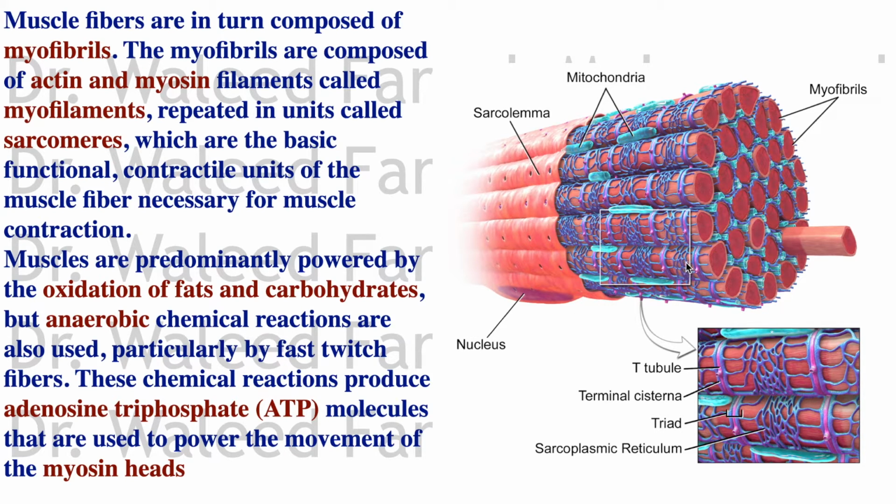You can see these sarcomeres, the mitochondria scattered along the muscle fibers, covered by the sarcolemma, and you can see the peripheral flat nucleus. And we will come to the description of the sarcoplasmic reticulum and the triad in later slides. These are the system for release of calcium and transmission of signals inside the muscle fibers.